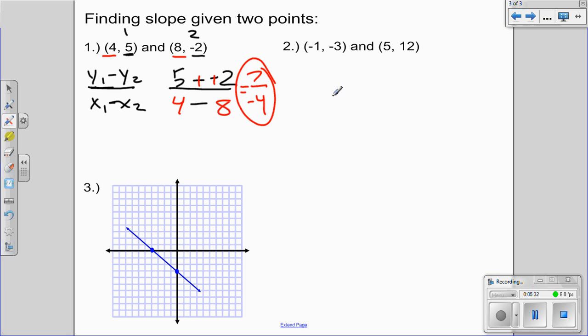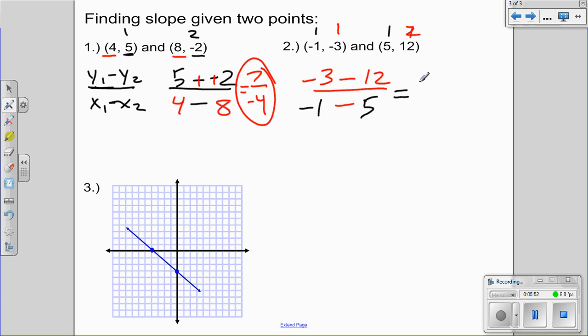Okay. Here's an example here. So again, I'm just going to jump right to it. There's my setup. I'm going to do the y values in red. So negative 3 minus 12, and then I'll do the x values in black. And then notice I do it in order. So if I'm doing this point first, I got to do that point first. So negative 1 minus 5.